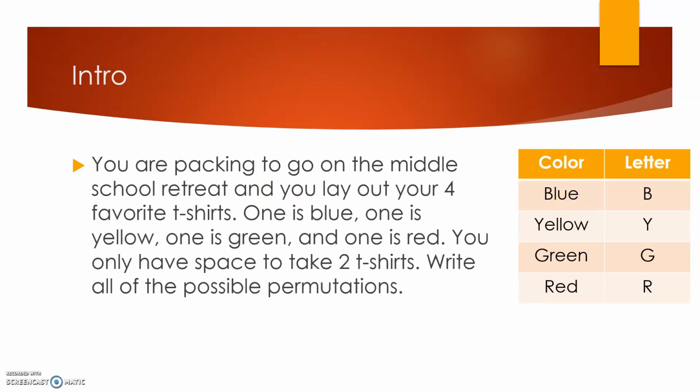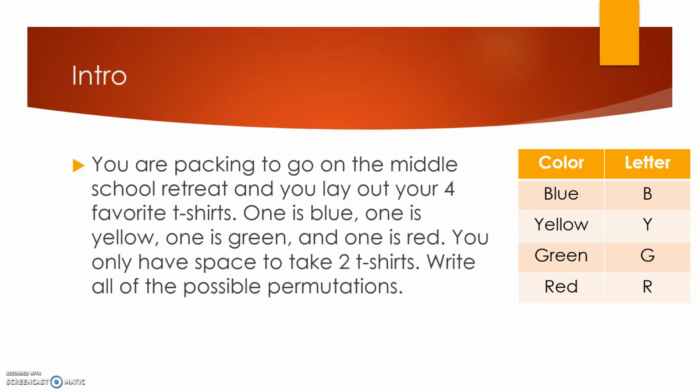So let's do a little bit of an intro. You're packing to go on the middle school retreat and you lay out your 4 favorite t-shirts. One is blue, one is yellow, one is green, and one is red. But you only have space to take 2 t-shirts. Write all of the possible permutations. So we know how to calculate the possible permutations. We did that yesterday. But today we're going to practice writing them all out again.